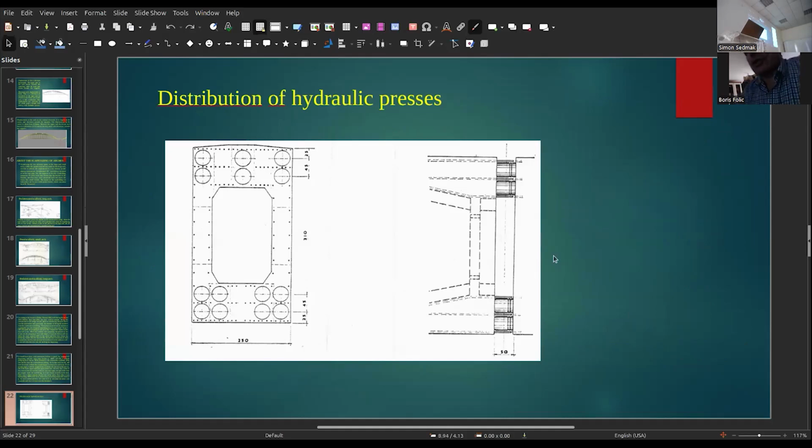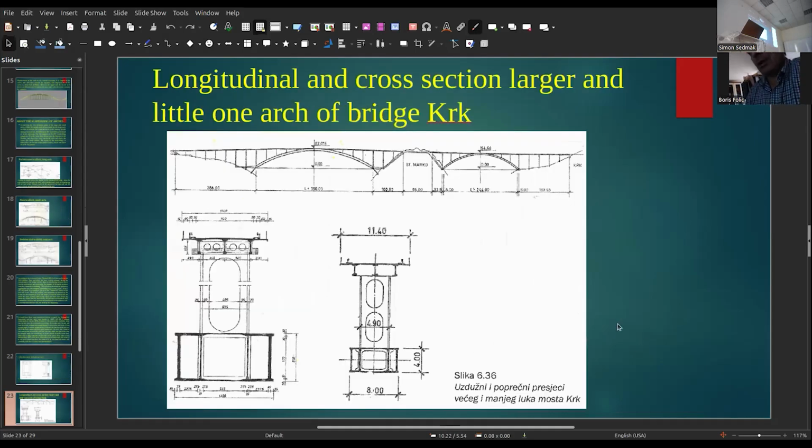This is the distribution of hydraulic pressure, and the upper side of the arch is smooth. This is 8 pressure on the upper part of the arch and down on the lower part, and the upper part is 6 pressure. This is a cross section and the longitudinal section. This is the longitudinal and cross section of the large and small arch of Krk Bridge.